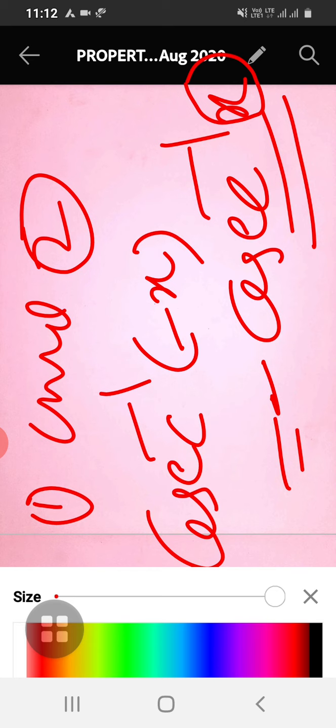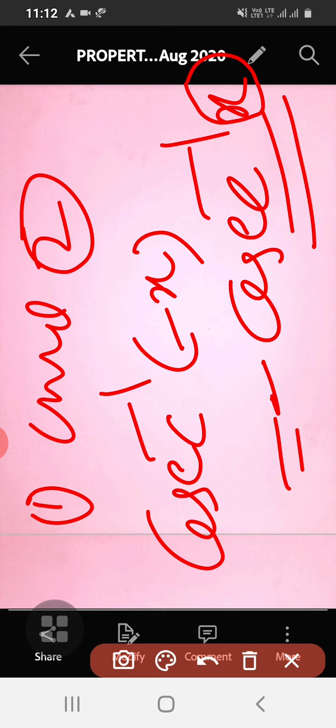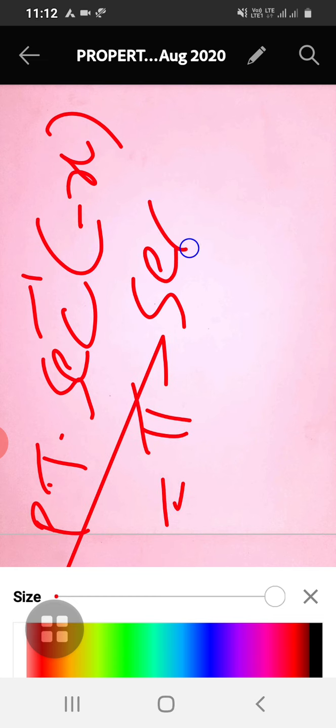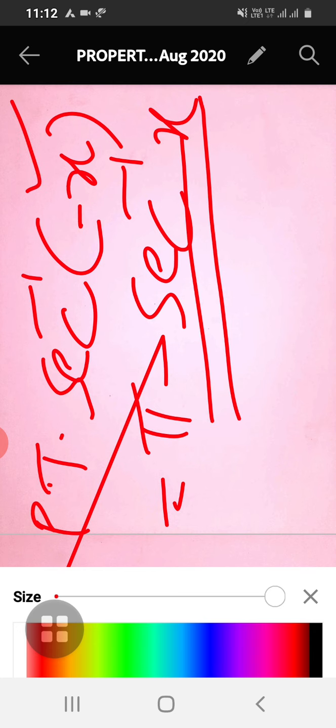Okay, so let us go for, I think, the sixth one. If I may write that as 6, we go on giving the numbers correctly. I think it is the 6th property. So let us write that. Prove that secant inverse of minus x is equal to pi minus secant inverse of x.